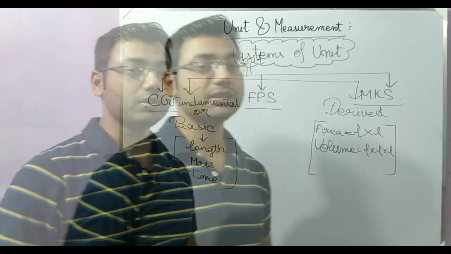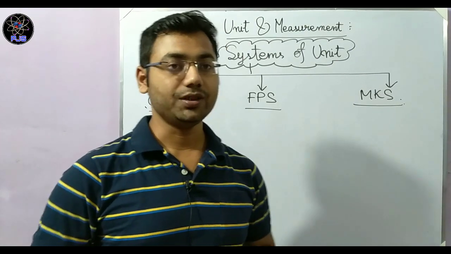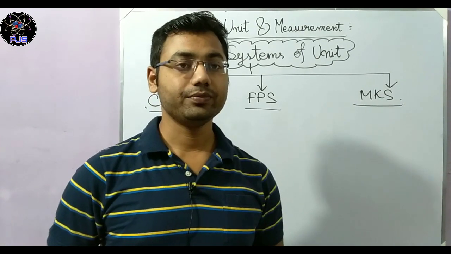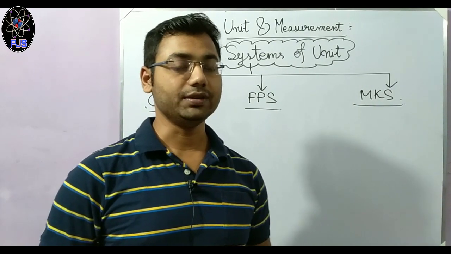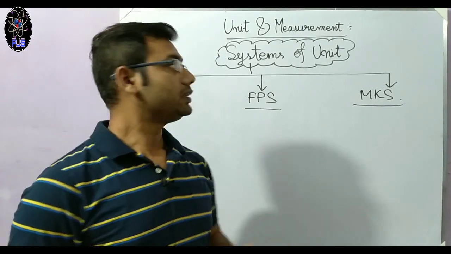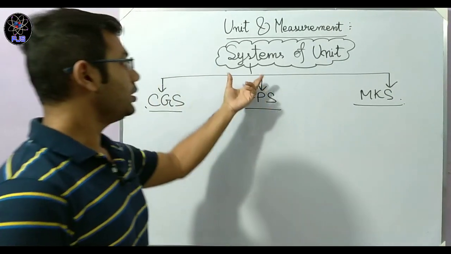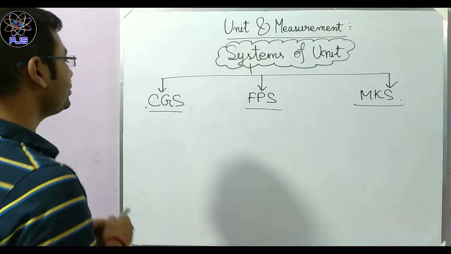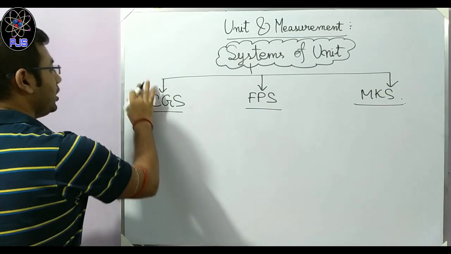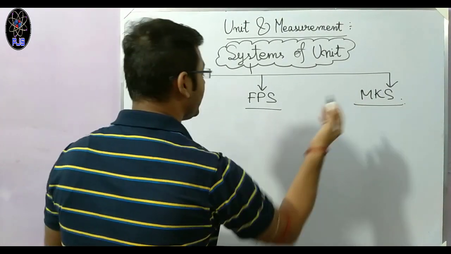Okay, now the next thing is units like handspan, feet and cubit. But there is some problem that these units vary from person to person. So some types of unit called system of unit were introduced, and these are like CGS, FPS, MKS.